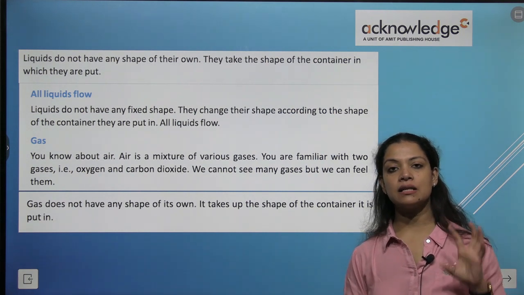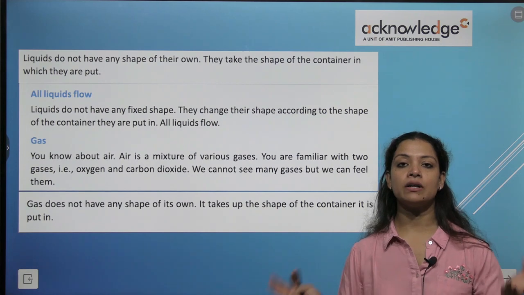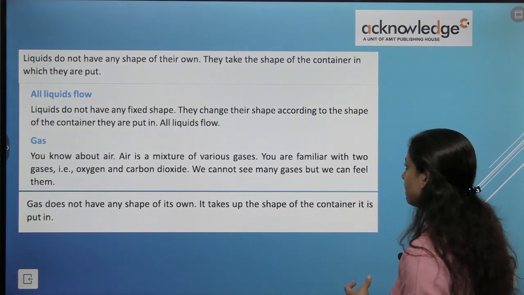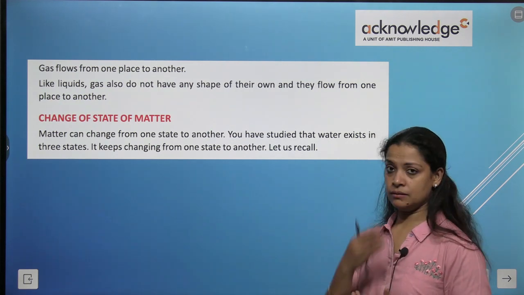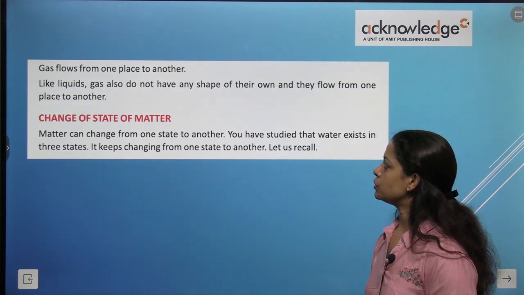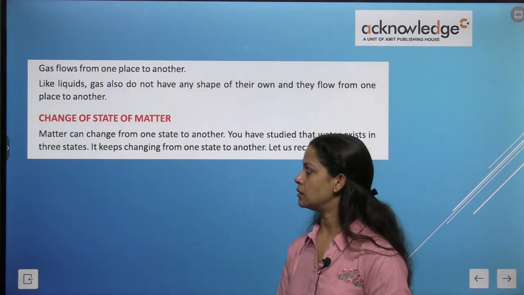तो liquid और gas की same property है, इनका खुद का कोई shape नहीं है. They take the shape of the container they are put into. Gas flows from one place to another. Like liquids, gases also do not have any shape of their own, and they flow from one place to another.